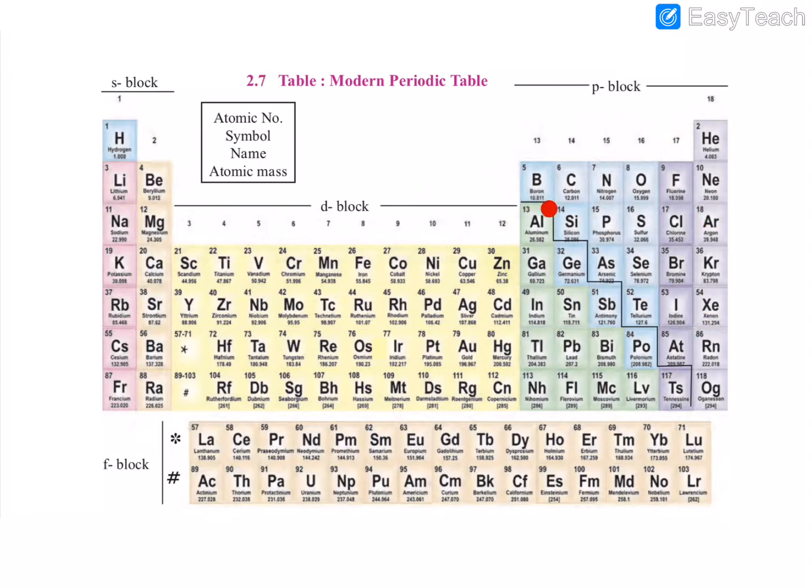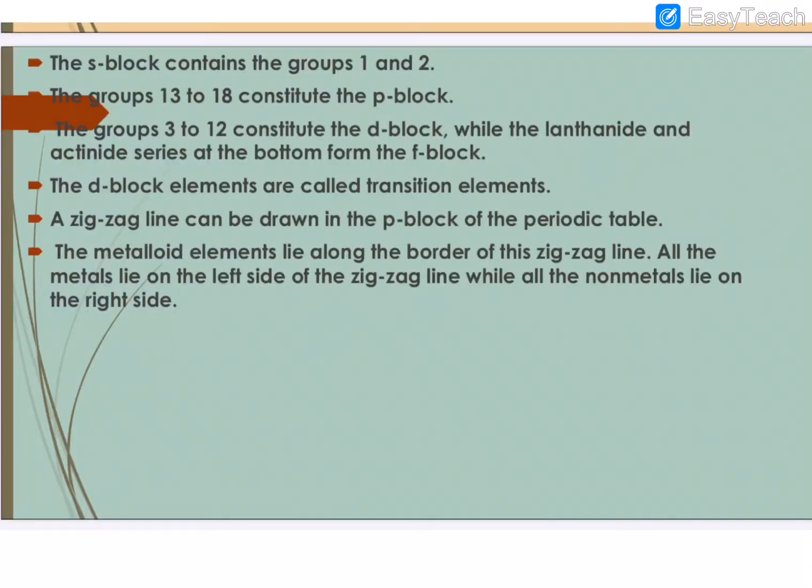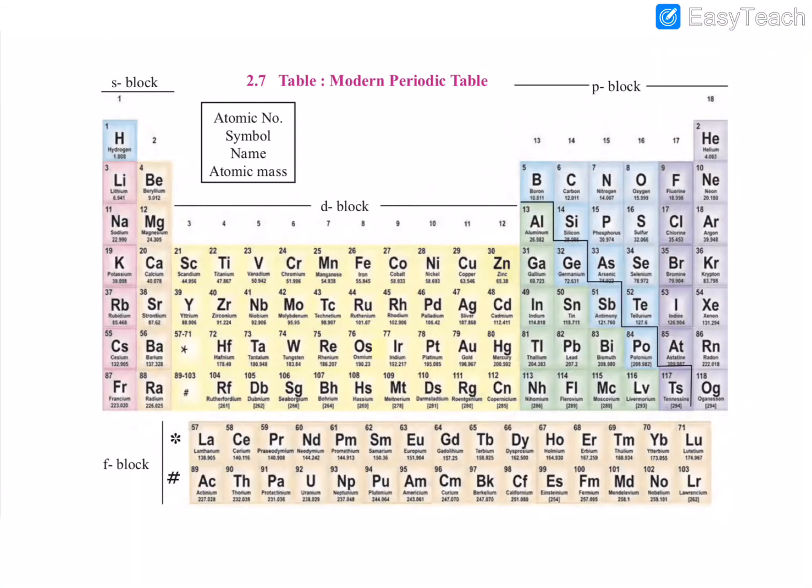So in the P block, a zigzag separation is shown. On the border of the zigzag are the metalloids, the left side of the zigzag line is all metals, and the right side is all non-metals.